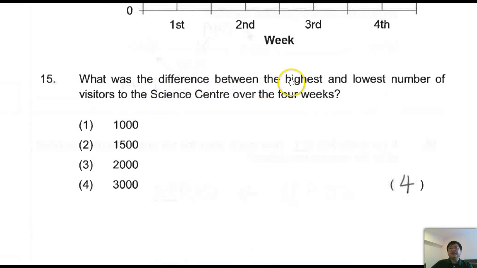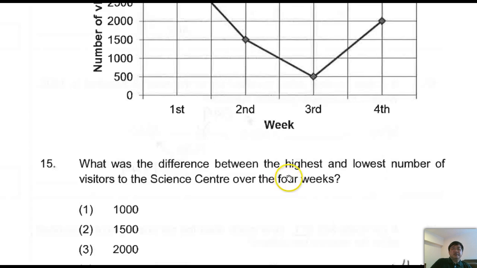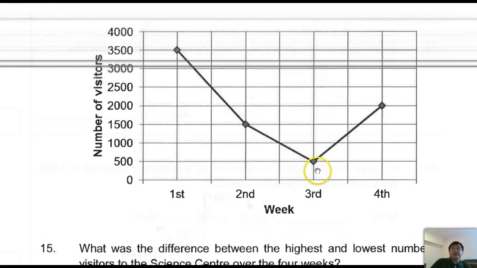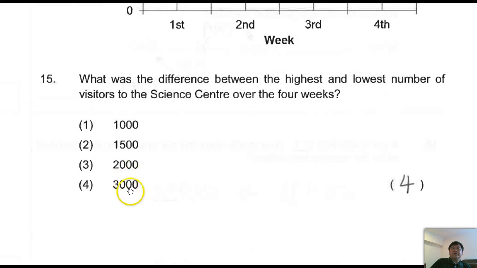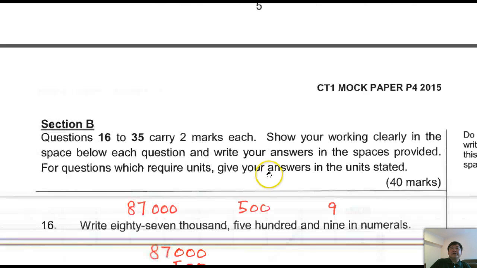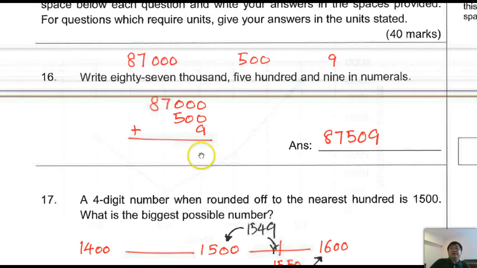What was the difference between the highest and the lowest number of visitors to the science center over the 4 weeks? Only compare 2 of them. Compare the highest and the lowest. So this 3005, this is 500. So it is 3000. Right? 3005 takes away 500 is 3000. Next, B. Now this is self-explanatory.